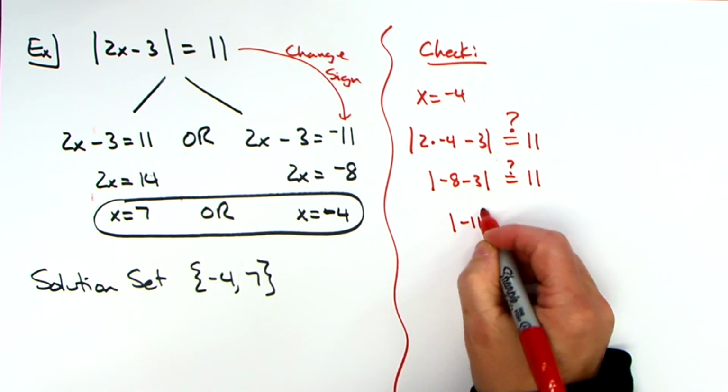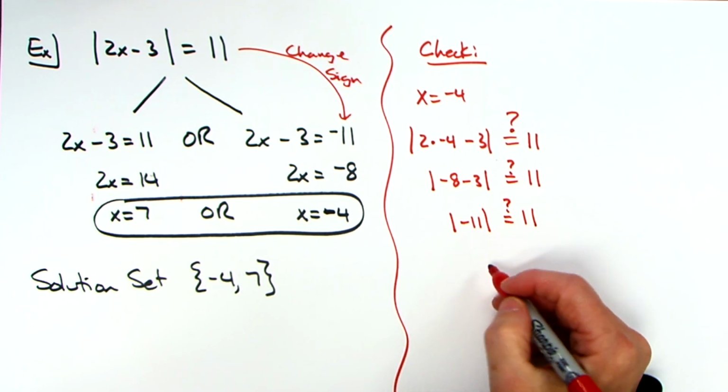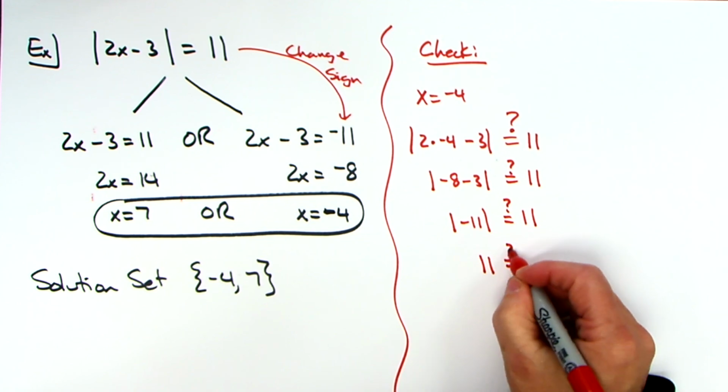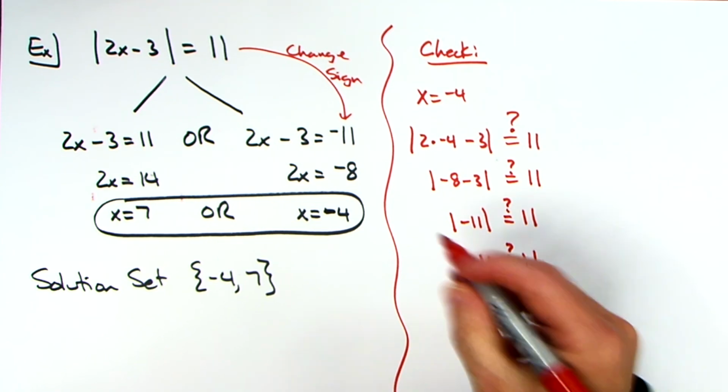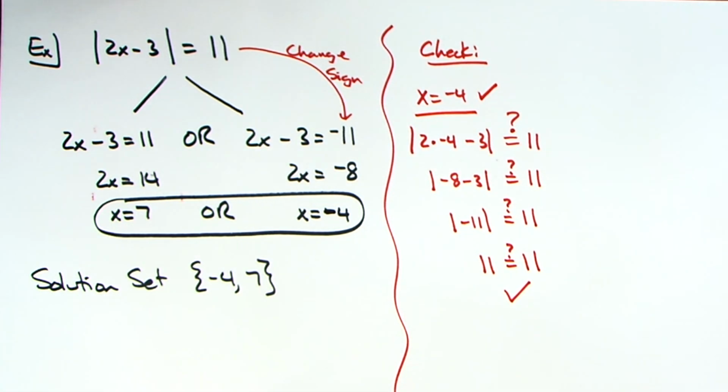Absolute value of negative 11. Does that equal a positive 11? When we take the absolute value, we get a positive 11. Okay, so yes, it does. Check. So then that means x equals negative 4 is definitely a solution because I checked that.